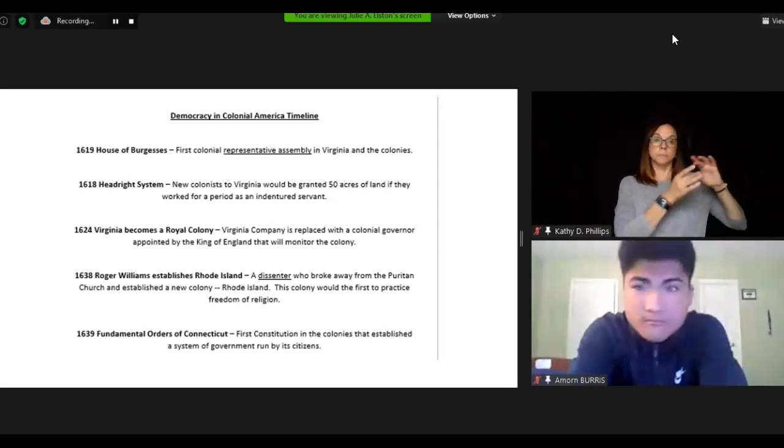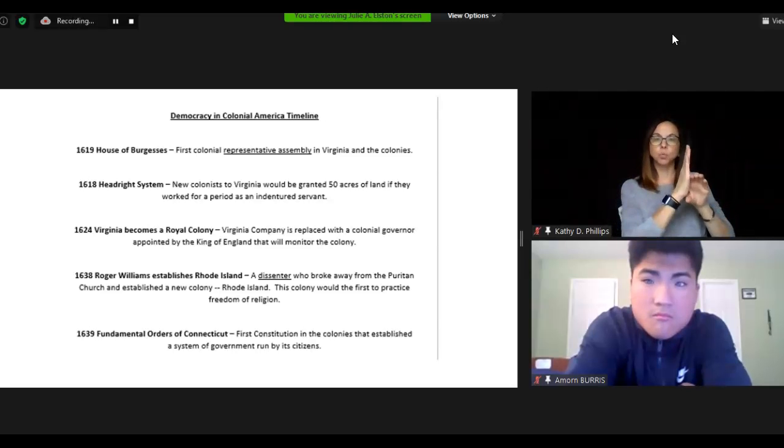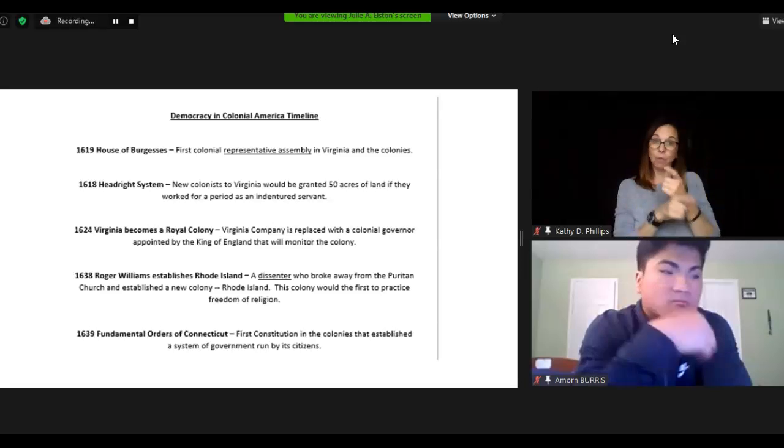The 1639 Fundamental Orders of Connecticut says the first constitution in the colonies that established a system of government run by the citizens. That's it. Very good. Okay, excellent. So that would be an example of democracy in the colonies.